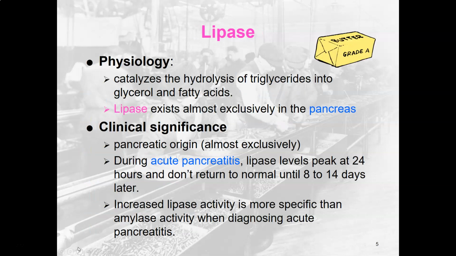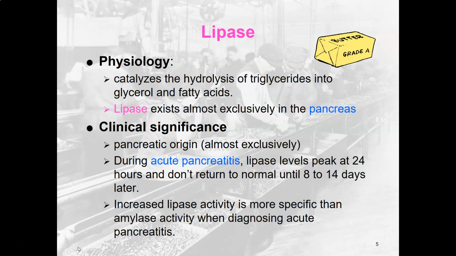Lipase catalyzes the hydrolysis of triglycerides into glycerol and fatty acids, so it breaks down your fats, such as those from butter and fatty meats. It exists almost exclusively in the pancreas, although you also have intestinal lipase that's produced in the intestine. So it is almost exclusively of pancreatic origin, at least the lipase that's found in the blood.